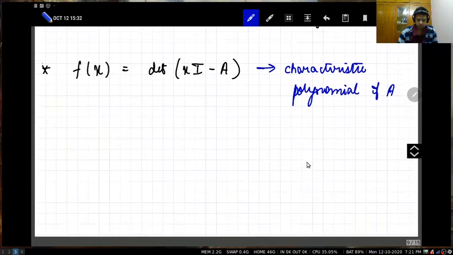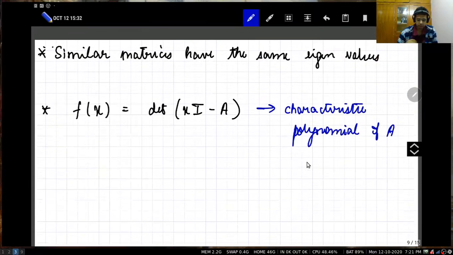But here's something perhaps slightly more interesting, and that is similar matrices have the same eigenvalues. So if a matrix B is similar to a matrix A, that is, I can write B equal to P inverse AP, then B has the same eigenvalues as A. And why is that the case? Now let's suppose that v is an eigenvector of the matrix B, right?